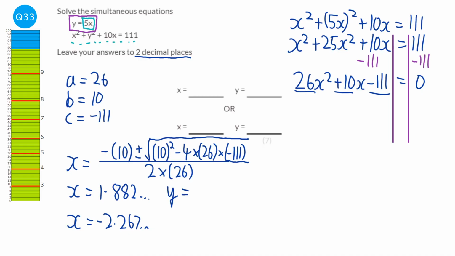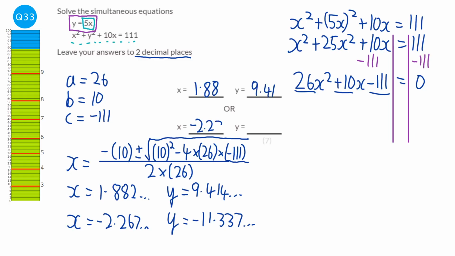So we're going to times that first one by 5, and we get 9.414, blah, blah, blah, times the second solution of x by 5, and we get minus 11.337, blah, blah, blah. And so when we round those to 2 decimal places, which is what the question asks, we can have 1.88 and 9.41, and we have minus 2.27 and minus 11.34.